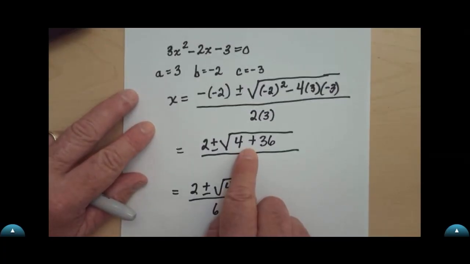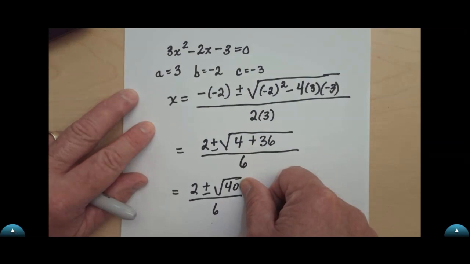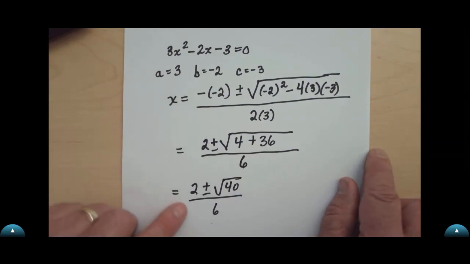So all I did there was 4 plus 36 to get the square root of 40 under that radical. So y'all, when you start trying to simplify this thing, the first thing you have to do is see if you can simplify that square root. And if so, you need to simplify. We can simplify this one, I think.